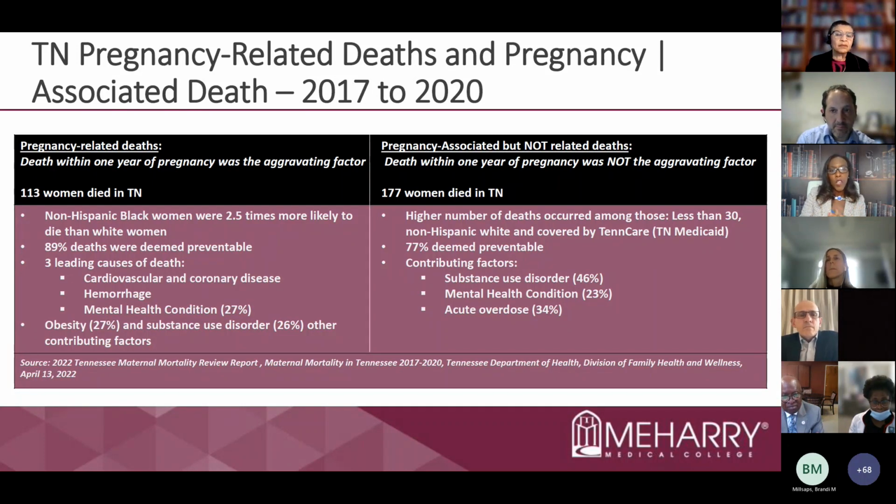Of the 89% of the women who experienced pregnancy-related deaths, there seemed to be preventable opportunities. Leading conditions among this group included cardiovascular and coronary disease, hemorrhage, and even mental health conditions. But for Black women, this was a totally different story. We were more likely to see Black women die from preeclampsia or eclampsia and embolism.